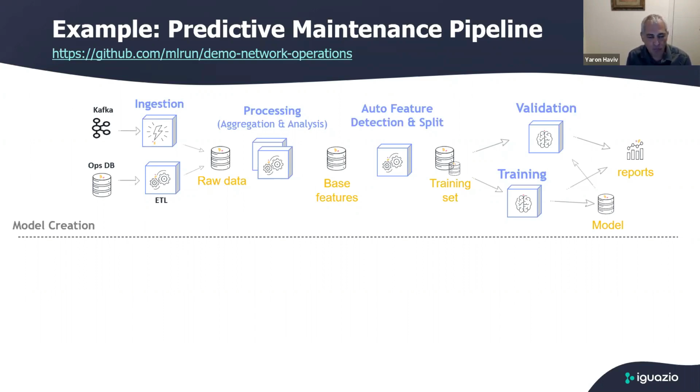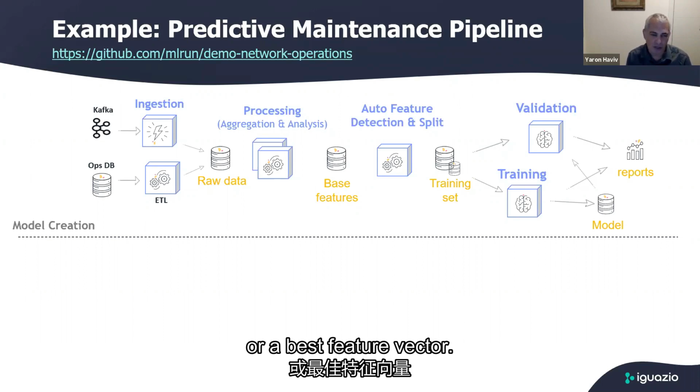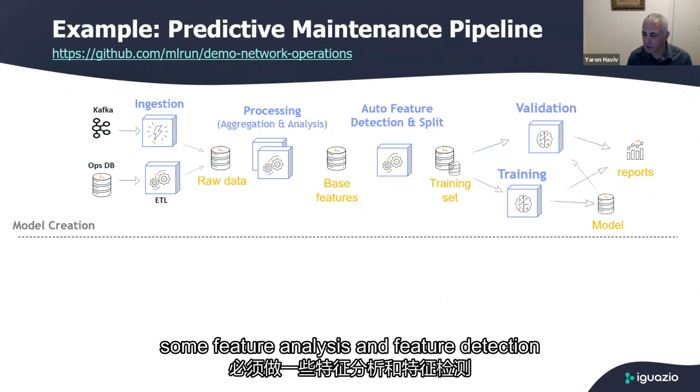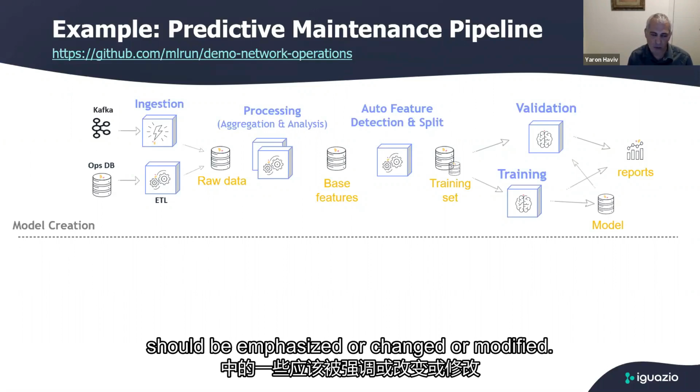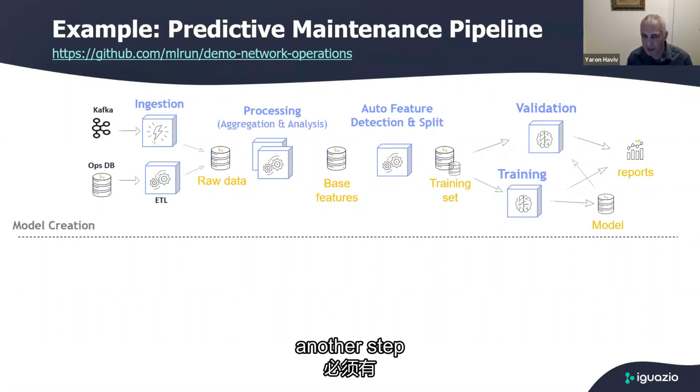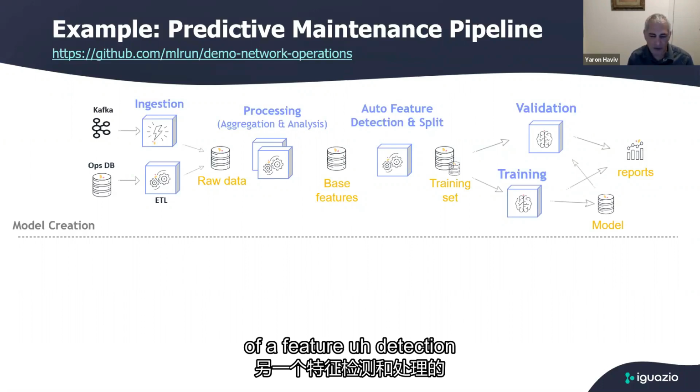Later, we need to run some processing, some analysis to combine different data sets, to denormalize, to join, to aggregate, and form what we usually call a feature vector or a batch feature vector. That feature vector essentially has a denormalized set of all the features that we're going to train our model with. Once we have that feature set, we don't necessarily want all the features. So we have to do some feature analysis and feature detection and detect which features are the more meaningful. Maybe some of them should be dropped. Maybe some of them should be emphasized or changed or modified. And so we have to have another step of feature detection and processing.